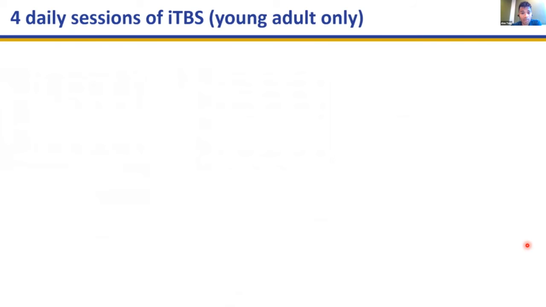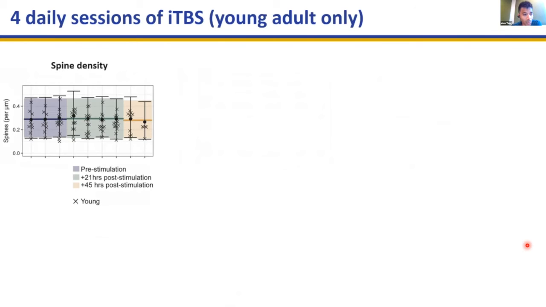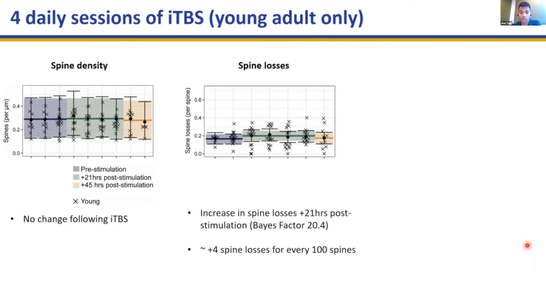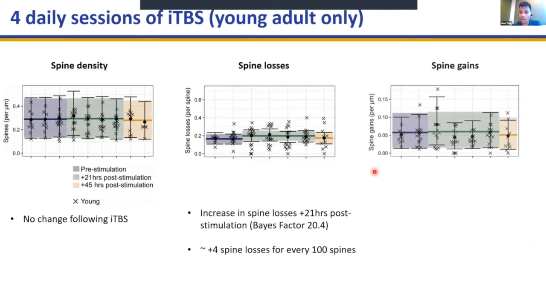When we looked at our multiple stimulations to see whether more stimulation was driving more synaptic plasticity, when we looked at spine density, we didn't actually see any change in spine density after ITBS relative to baseline. When we looked at spine losses, we saw an increase in spine losses at the plus 21 hours post each stimulation day. And this equates to about an increase of 4 spine losses for every 100 spines, just like in the single stimulation. When we looked at spine gains, we found that there was no change following ITBS, which was different to the single stimulation group.